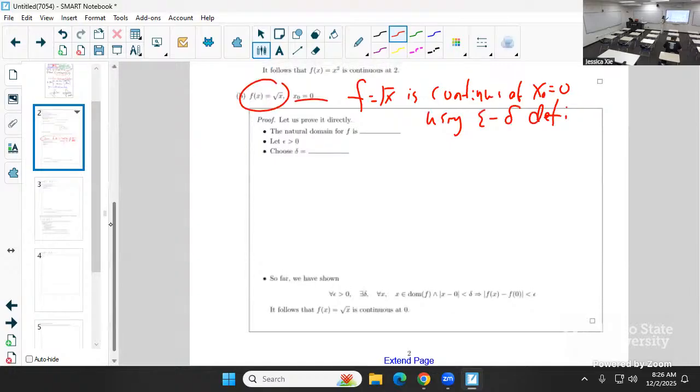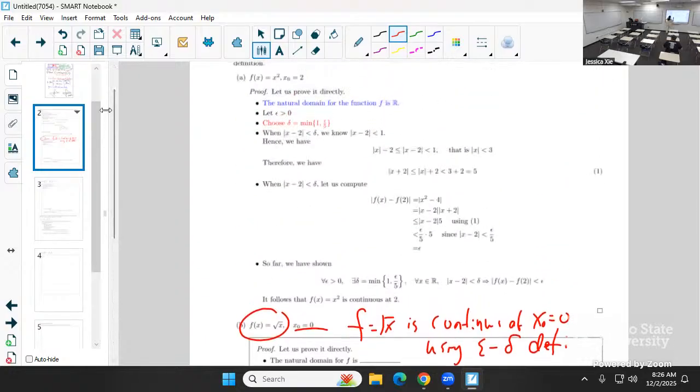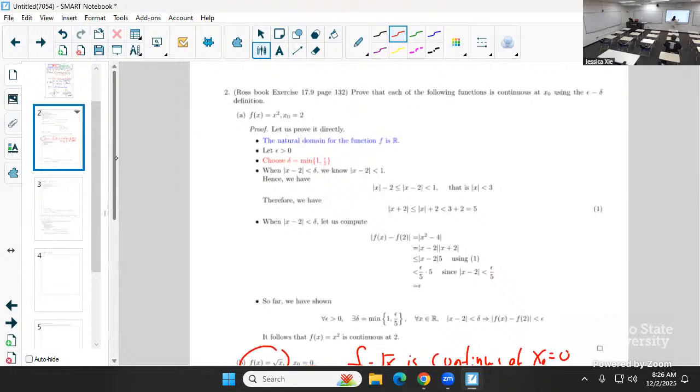Okay, so you don't need to show f is continuous everywhere, you only need to show f is continuous at 0. Okay, x naught is 0. You only show it's continuous at this one point using the epsilon delta definition. So what's the epsilon delta definition? Here, to apply the epsilon delta definition, the sample is given. So let's recall what the epsilon delta definition is.